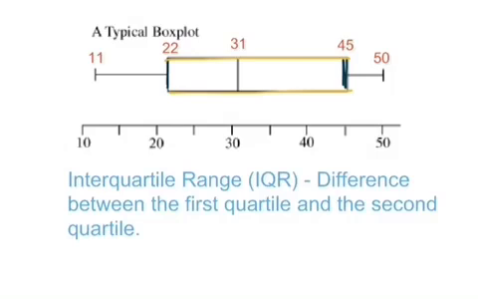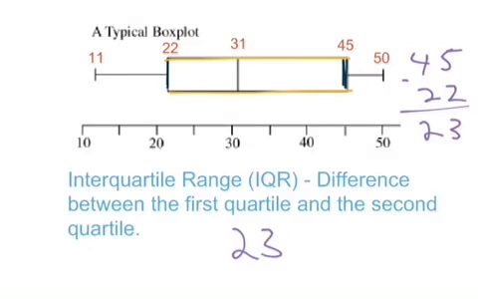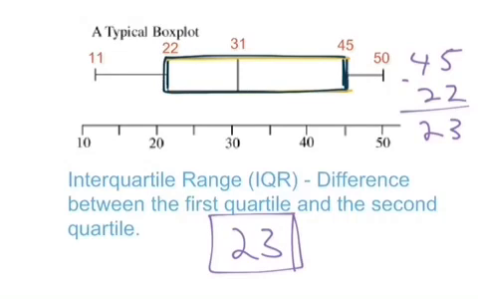The smallest value is 22. The largest value is 45. So basically, if we do 45 minus 22, 5 minus 2 is 3, 4 minus 2 is 2, and the interquartile range is 23 here. Interquartile range basically stands for the range inside of the box.